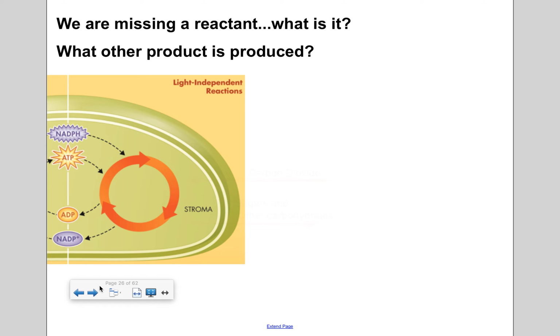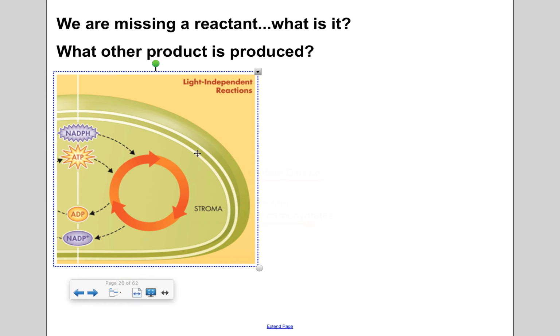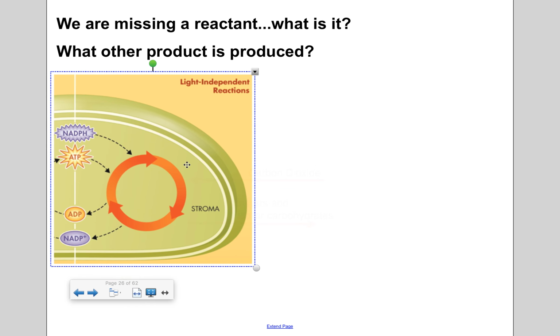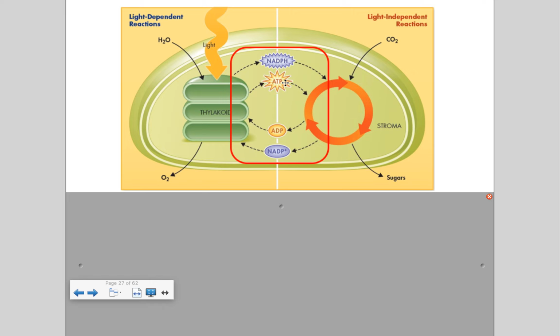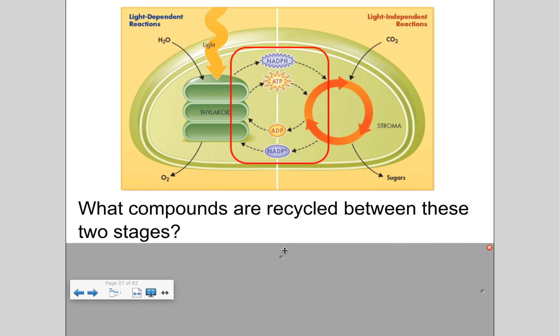Okay, but we're missing a reactant. What is it? It's CO2 gas. What other product is produced? Sugars, glucose. All right, now let's focus in between the light-dependent reactions and the light-independent reactions. What compounds are recycled between these two stages? You got it. ADP, NADP+, NADPH, ATP, those molecules.